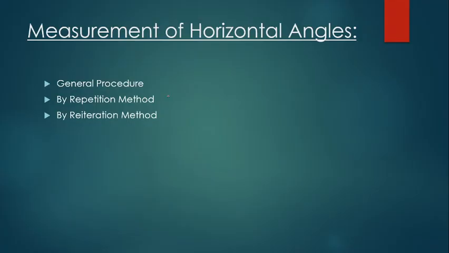Yeah, this is all about the general procedure. We also have other methods like the repetition method and the reiteration method. The method of repetition is used whenever you want to find the horizontal angle to a finer degree of accuracy than that obtained by the least count of the vernier. Let us say if you want 10 seconds accuracy instead of 20 seconds, then you can go for the repetition method. By this method the angle is measured 2 or more times.